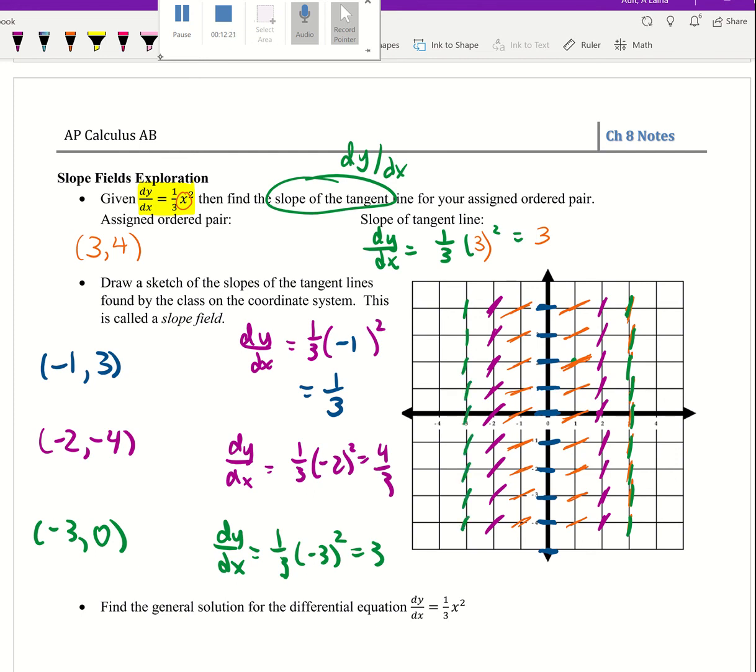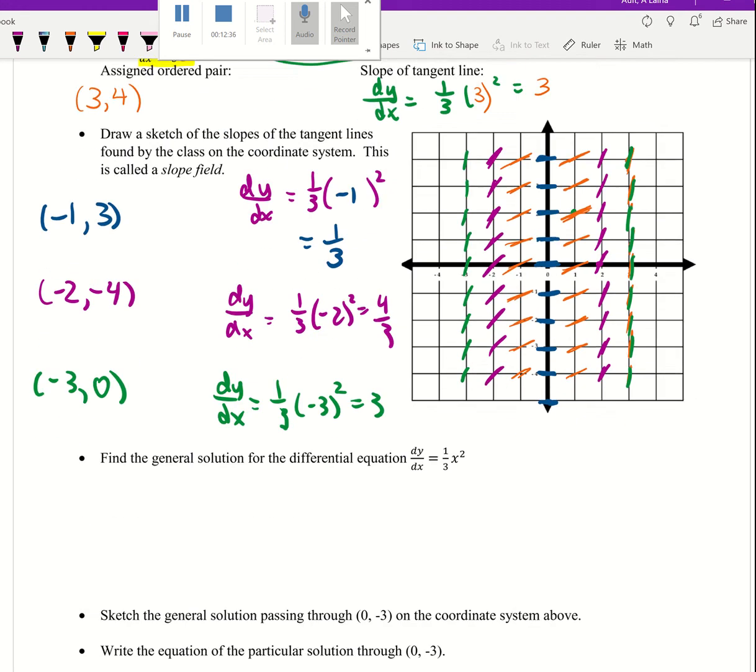Now, I could do more points if I wanted. I could put 4 in, etc. But I want you to understand that this is a slope field. This is a collection of tiny little segments that each represent the slope or the derivative at an instant. And so that's what that is.